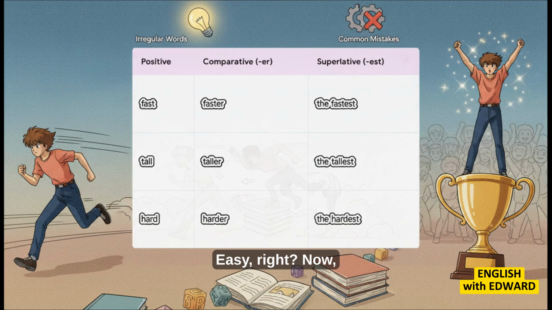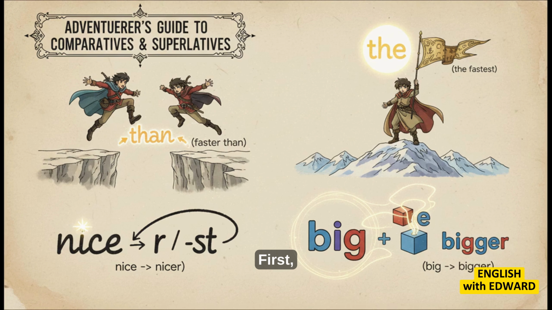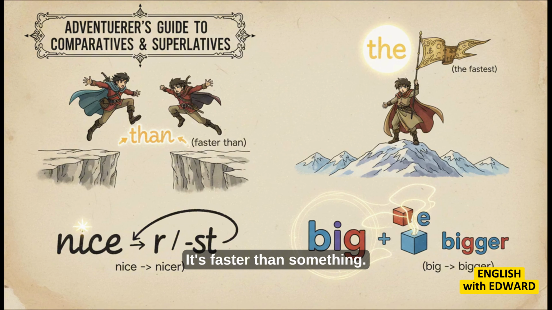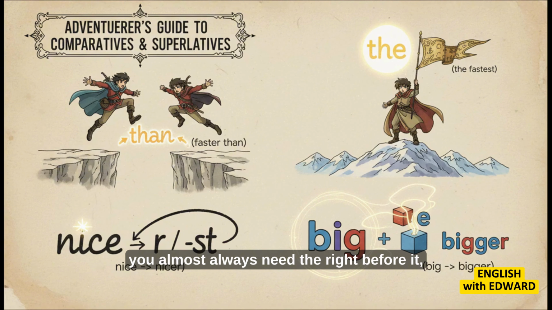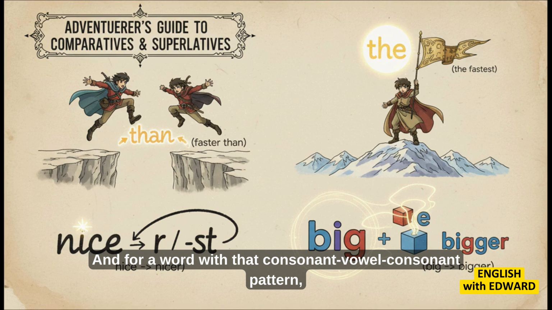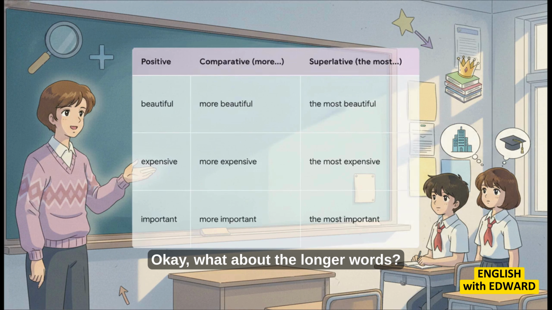Easy, right? Now let's talk about the little details that make you sound polished. First, you've got to remember to use the word than with comparatives. It's faster than something. And for superlatives, you almost always need the before it, like in the fastest. And a couple of quick spelling tips. If the word already ends in E, like nice, you just add an R. And for a word with that consonant-vowel-consonant pattern, like big, you have to double that last letter to get bigger.